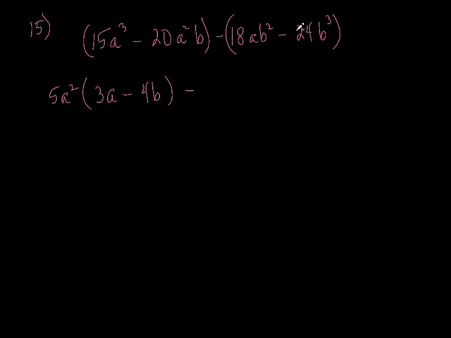Minus 18 and 24. What's the largest number that goes into both of those? 6. Okay. And what about the a's? Nope, there's no a here, so I can't factor out an a. But I can factor out what? A b squared. Let's see what's left over. So 18 divided by 6 is 3. A, and then that's it, right? Because b squared divided by b squared is 1. Put a minus. Okay. 24 divided by 6 is 4. And then b cubed divided by b squared is b.